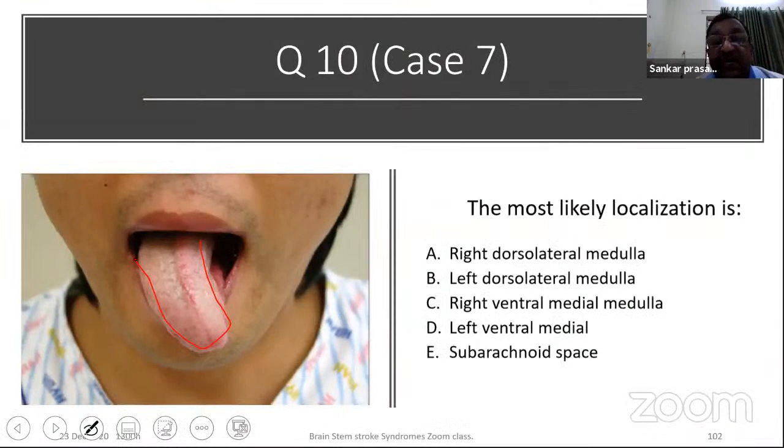So where is the problem? Is it on the right dorsolateral medulla, left dorsolateral medulla, right ventral medial medulla, or left ventral medial medulla? So which side is the problem?